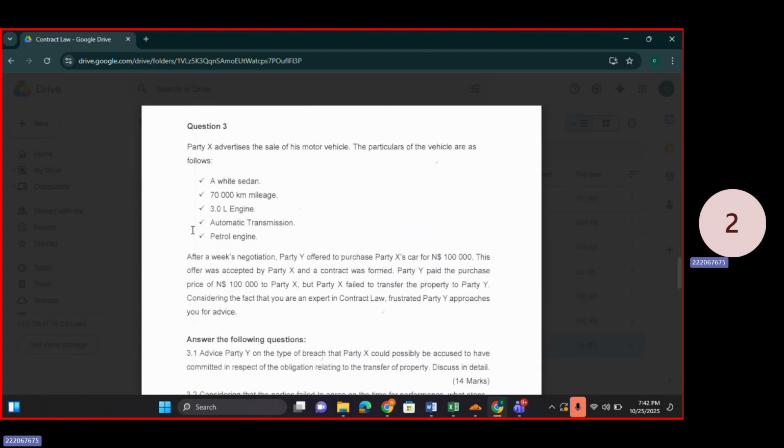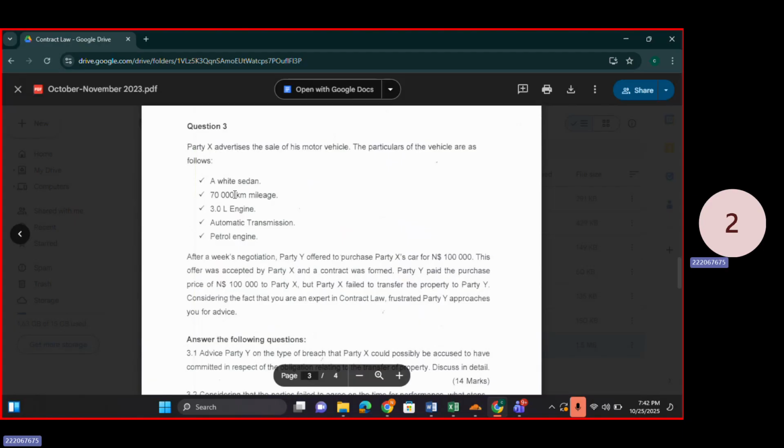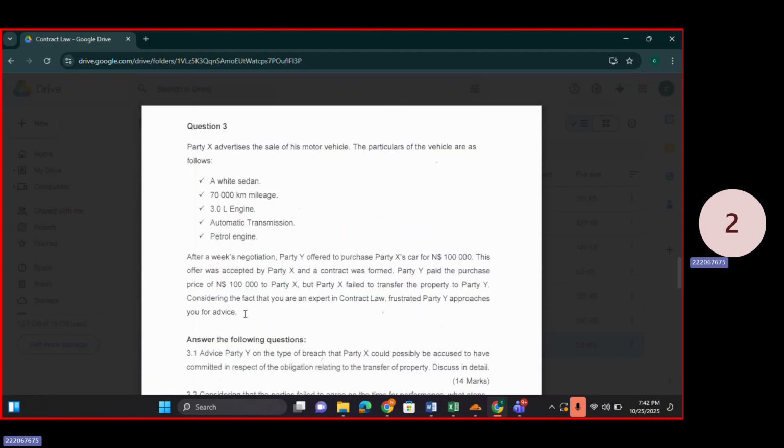Okay, question 3 of the 2023 paper. It says here, Party X advertises the sale of his motor vehicle. The particulars of the vehicle are as follows: a white sedan, 70,000 mileage, 3.0 L engine, automatic transmission, petrol engine. After a week's negotiation, Party Y offered to purchase Party X's car for 100,000. This offer was accepted by Party X and a contract was formed.